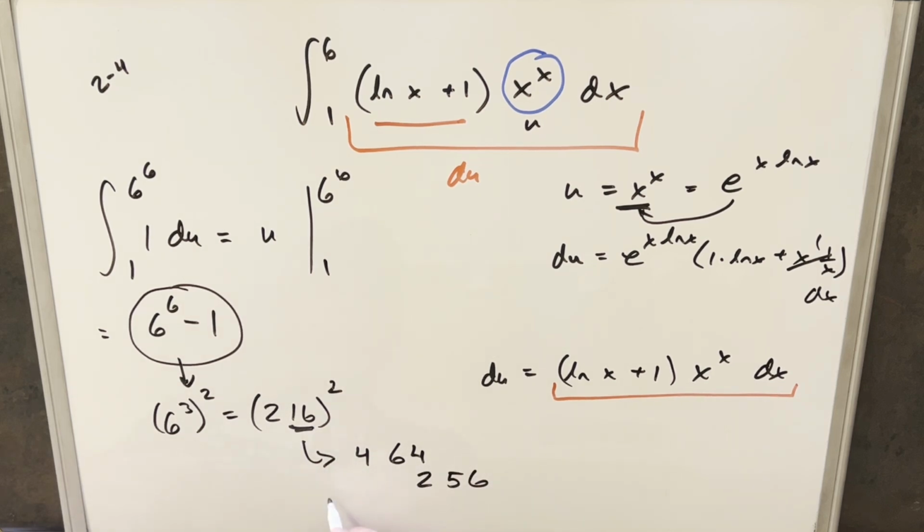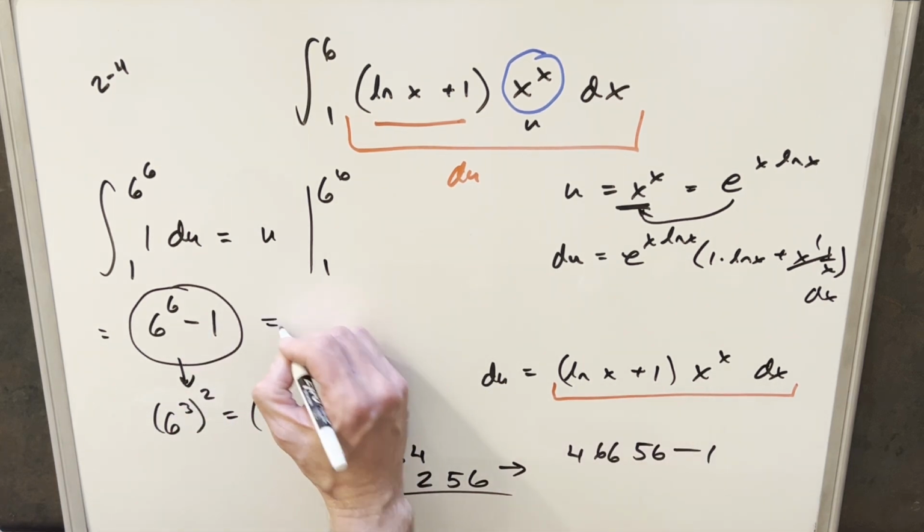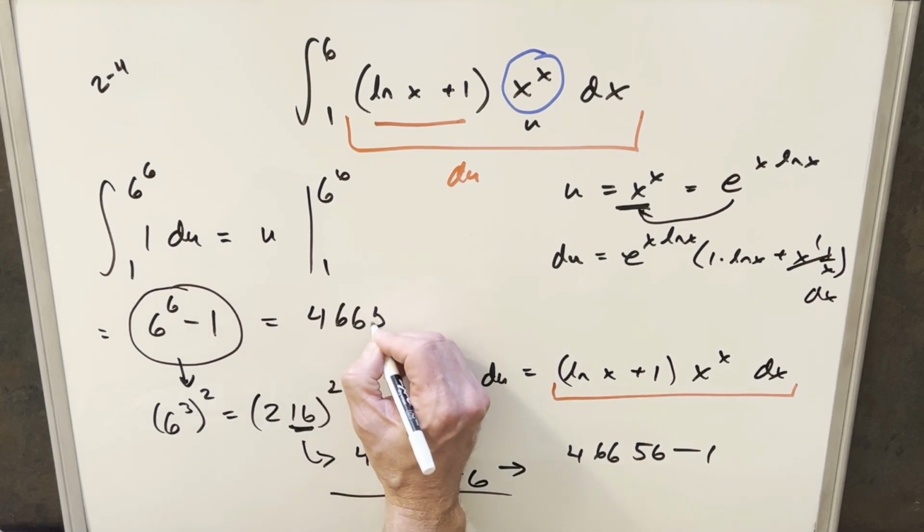Line it up this way and add it together, and we get for this 46656. But I need to subtract a 1 here, so my final solution is going to be just 46655.